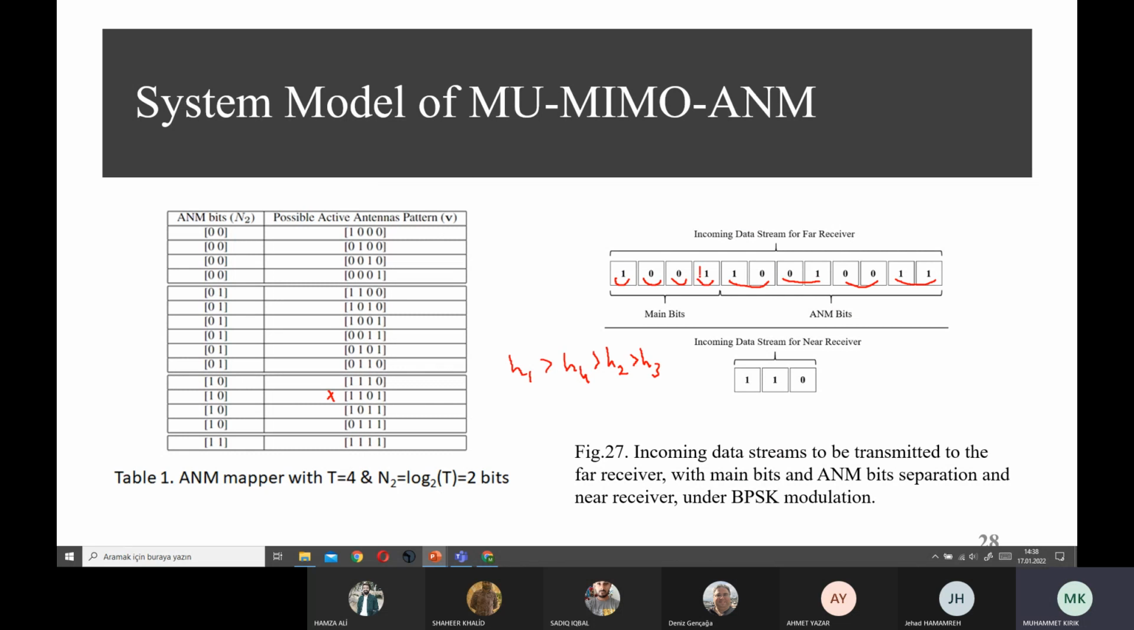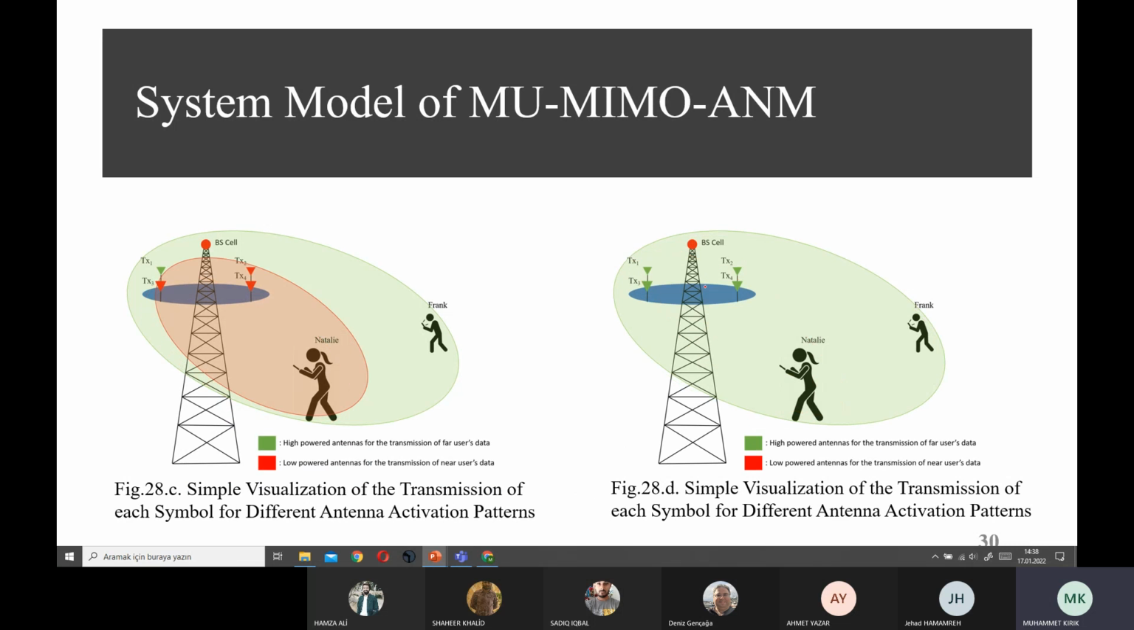For example, let's say we want to transmit this 1, and we are seeing the fourth symbol. So the fourth symbol is stating that we have a 1 1 here. So when we look at this 1 1, we see that we are transmitting this 1 by using all of the 4 antennas. If we look at figure 28D, we can see that we are activating all the 4 antennas to transmit the far user's data.